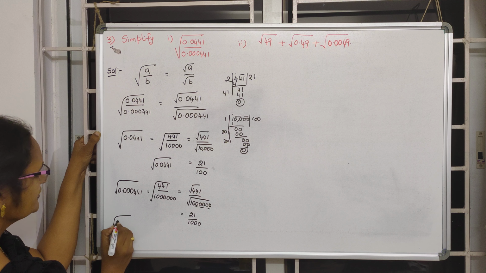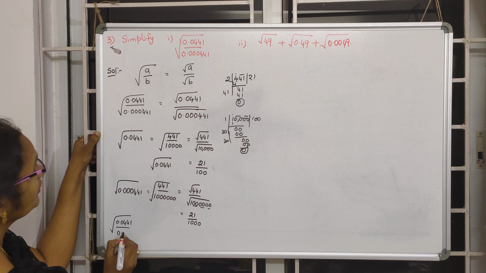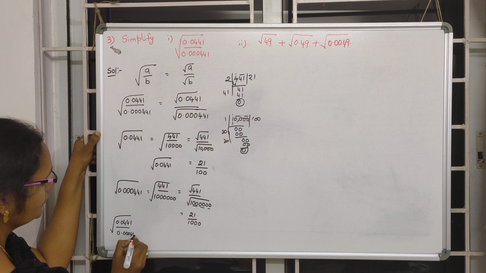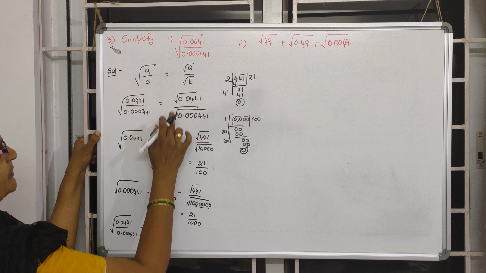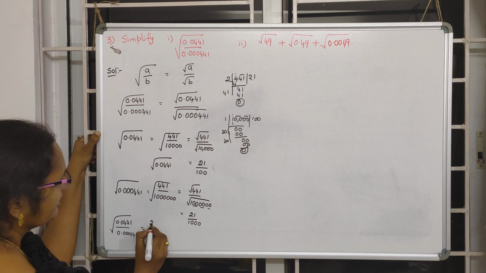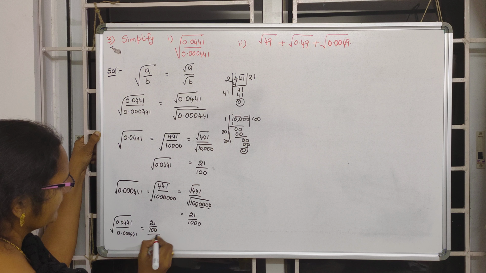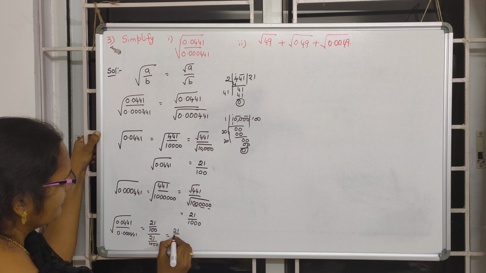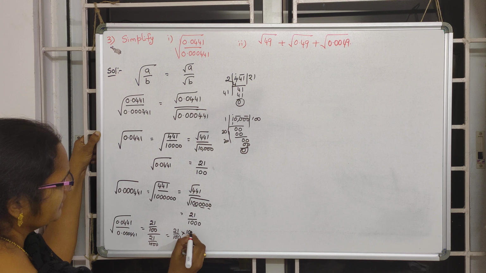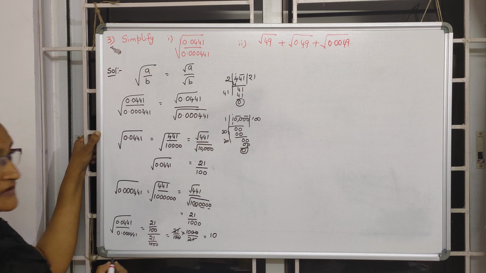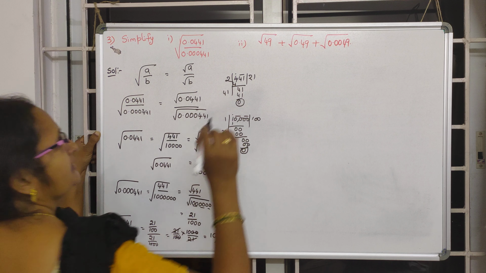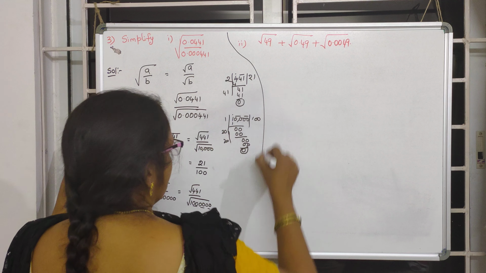Now what is the sum they are telling? Square root of 0.0441 by 0.000441 equals this by this, no? This answer is 21 by 100 divided by 21 by 1000. What do we get in this one? 21 by 100, reciprocal I am writing, 1000 upon 21. 21 and 21 get cancelled. 2 zeros get cancelled. Answer is 10. Clear? Now the next sum you see.